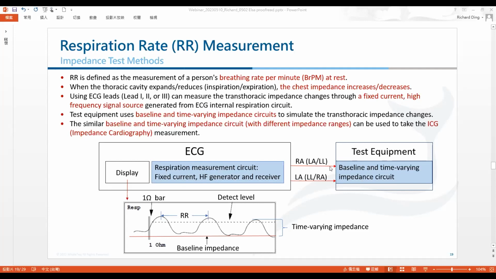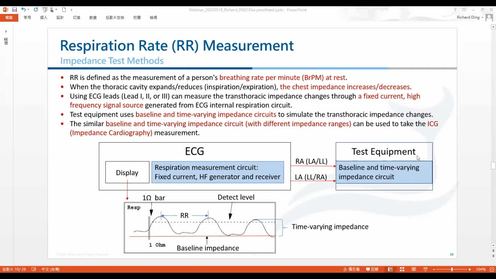In fact, for a real person, this signal will go to the chest, right? The chest impedance changes, then the fixed current feedback voltage changes. So the display can get the voltage change in waveform here. The waveform frequency is the respiration rate.